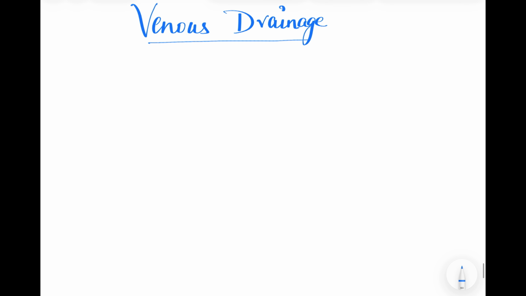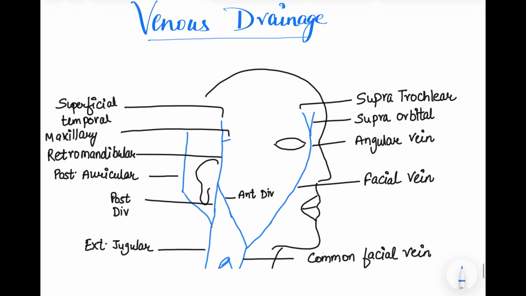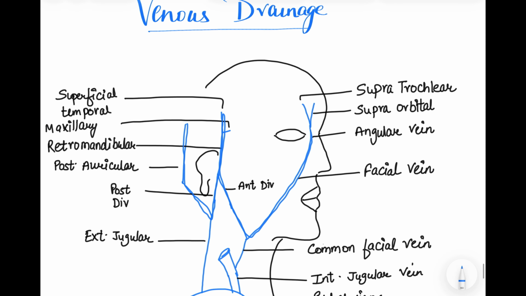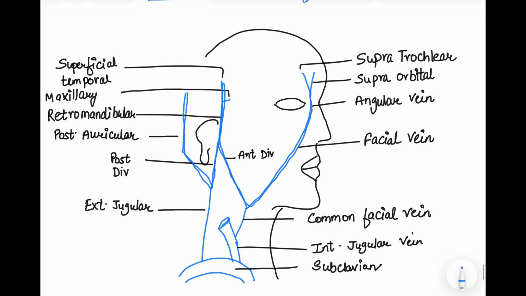Now lastly, coming to the venous drainage. For venous drainage, you just have to remember a beautiful W over here, right? This is the W that is formed. So what is happening over here is the 2 veins, that is your supratrochlear and supraorbital, they are going to join and form a vein just at the medial angle of eye, that is your angular vein, which is going to continue as a facial vein, just behind the nose, then the angle of the mouth, right? That's the facial vein.